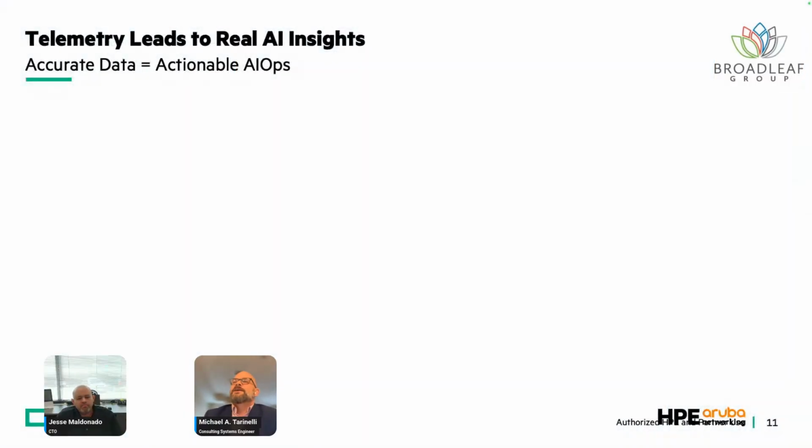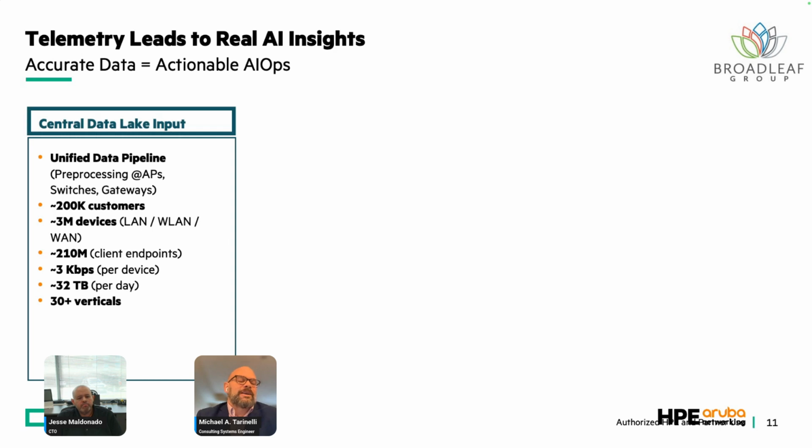Awesome. So let's talk a little bit about Aruba and how our data works. We call it telemetry. Telemetry leads to real AI insights. So what is telemetry? Telemetry is all the information that we get off of the access points, the switches, and the gateways that we manage. The metadata. We know what's happening in every single packet that's flying across the network. The switch and the AP and the gateway becomes the sensor effectively on your network. That's how I like to think about it.